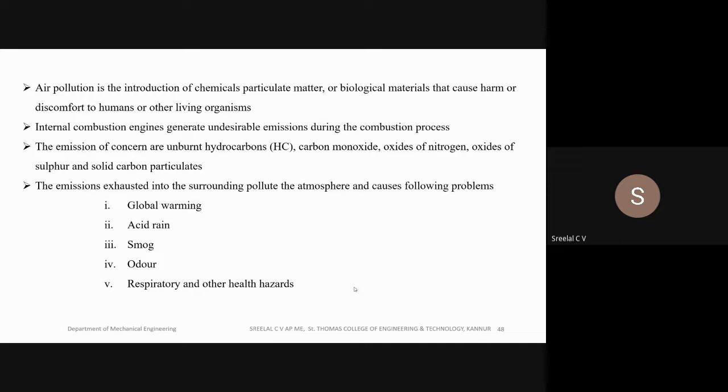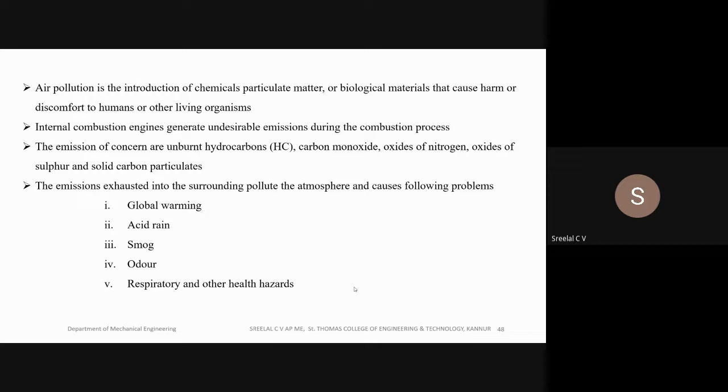So here, as we all discussed, the IC engines, or internal combustion engines, generate undesirable emissions during the combustion process. As a result, the emissions contain unburned hydrocarbons, carbon monoxide, oxides of nitrogen, sulfur, and so many solid carbon particulates, which are suspended in the air, causing air pollution.